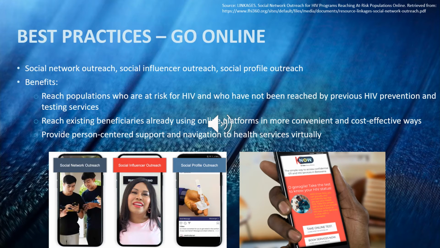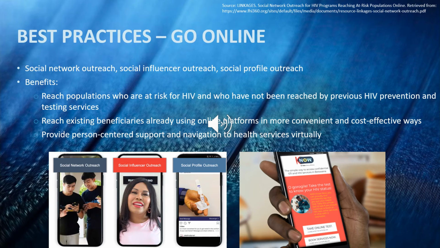Technology can supplement these outreach approaches, including by linking clients to a website where they can take a self-guided risk assessment and book appointments for HIV services. HIV programs should use social network outreach in combination with other online outreach approaches, such as social influencer outreach and social profile outreach. Each has benefits and drawbacks. Social influencers tend to have broader reach but lower engagement than is possible through one-on-one online outreach, which is also called social network outreach. Compared to these other methods of outreach, social network outreach provides the most person-centered, in-depth client support, which generates a high conversion rate between contact and uptake of services.